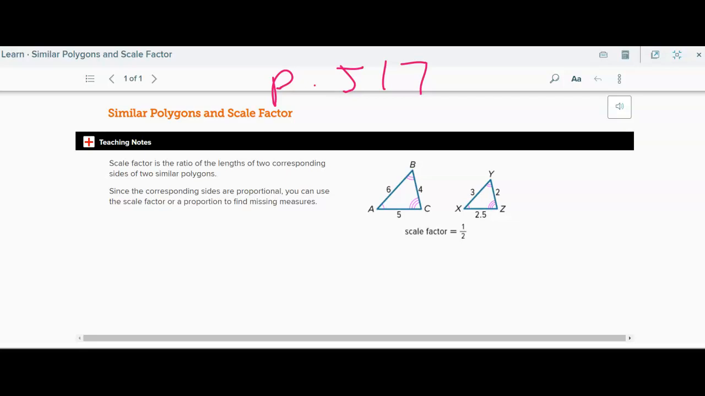Scale factor is the ratio of the lengths of two corresponding sides of two similar polygons. Since corresponding sides are proportional, we can use the scale factor to find missing measures. For instance, AB corresponds to XY. The scale factor is 1 to 2, so 3 over 6 simplifies to 1/2, 2 over 4 simplifies to 1/2, and 2.5 over 5 simplifies to 1/2. So the scale factor is just taking a side from one and dividing it by the corresponding side of the other. And we talked about this in a previous section, that if they are similar, all those ratios will be exactly the same. So let's look at an example of this.